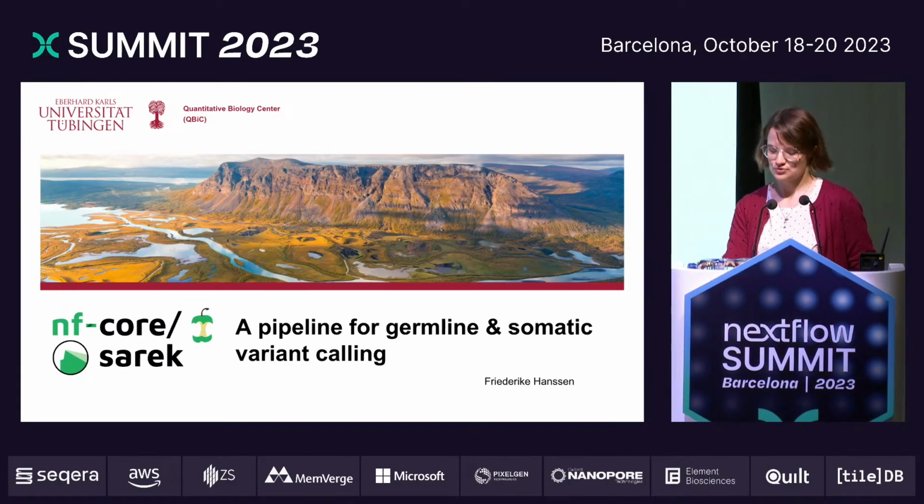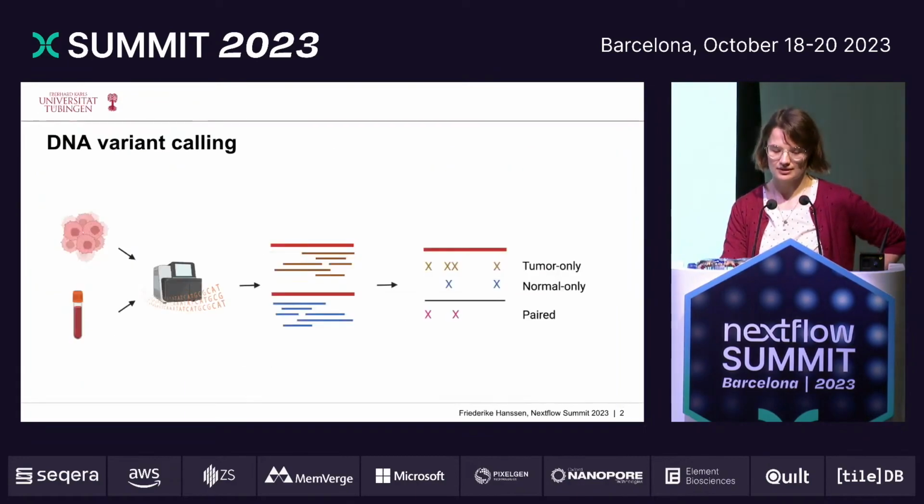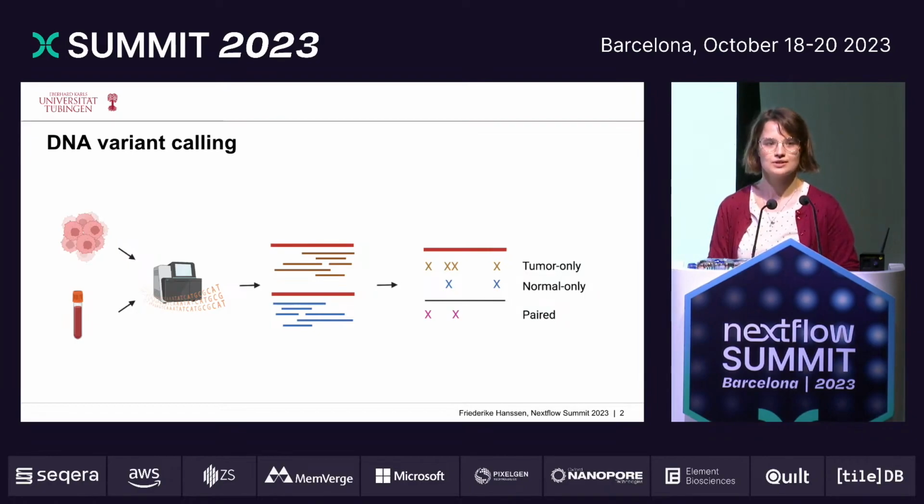The pipeline is used for germline and somatic variant calling. Just to briefly catch you up: you have samples, tissue samples or blood samples, they get sequenced, in our case with short read technologies. Then the reads get aligned to a reference genome, and we are interested in the differences between our reads and the reference. We can do this for the tumor sample or the normal sample, or also look at the difference between both.